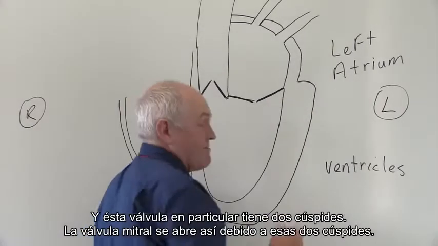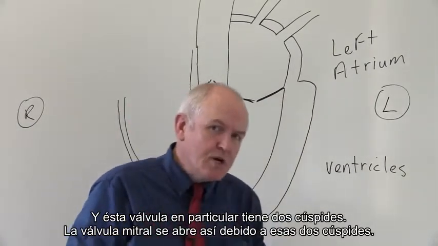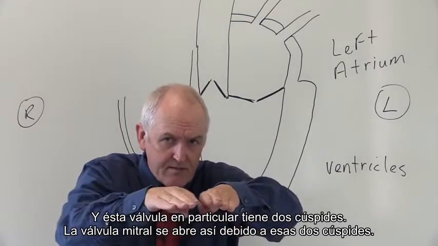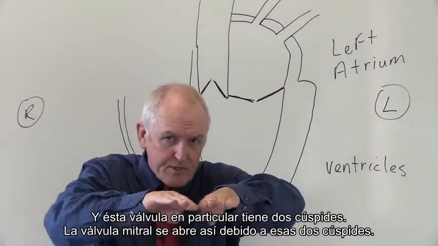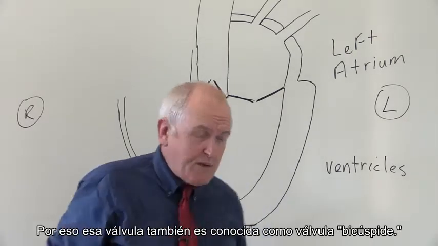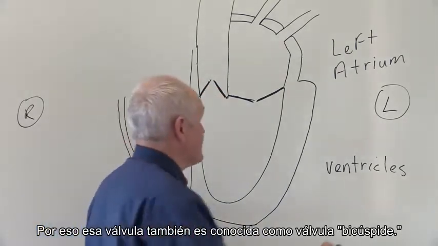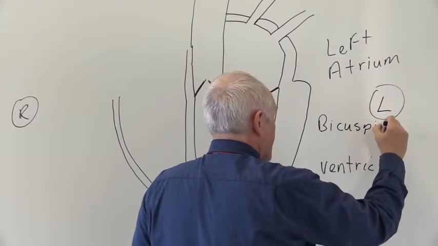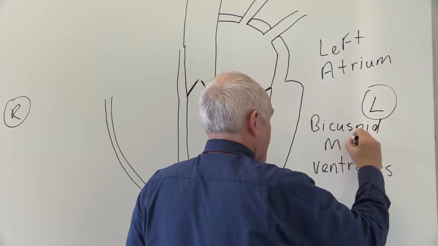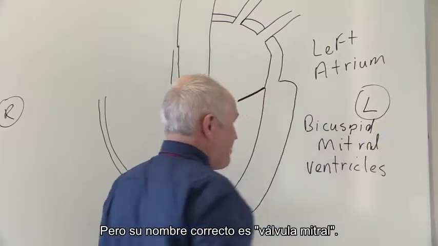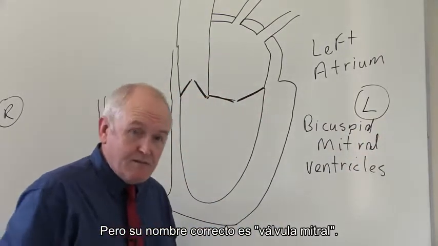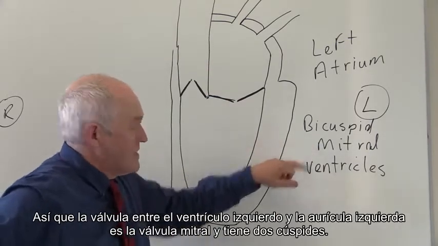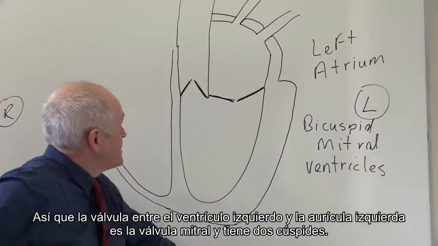And this particular valve has two cusps. It opens like this, the left atrioventricular valve. Just got two cusps. So sometimes it's called the bicuspid valve because it has two cusps. But its proper name is the mitral valve. So the left atrioventricular valve is the mitral valve, and it has two cusps.